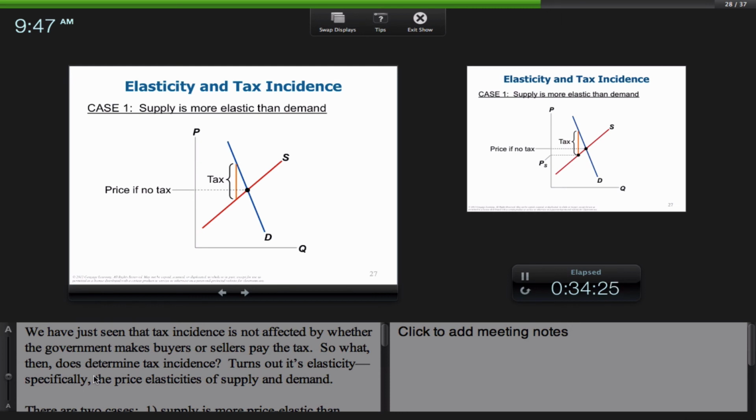All right. So now I ask you, who has the higher tax incidence? How do you know buyers have the higher tax incidence? The distance from the dashed line to the price they're going to pay for buyers is much bigger than it is for sellers.